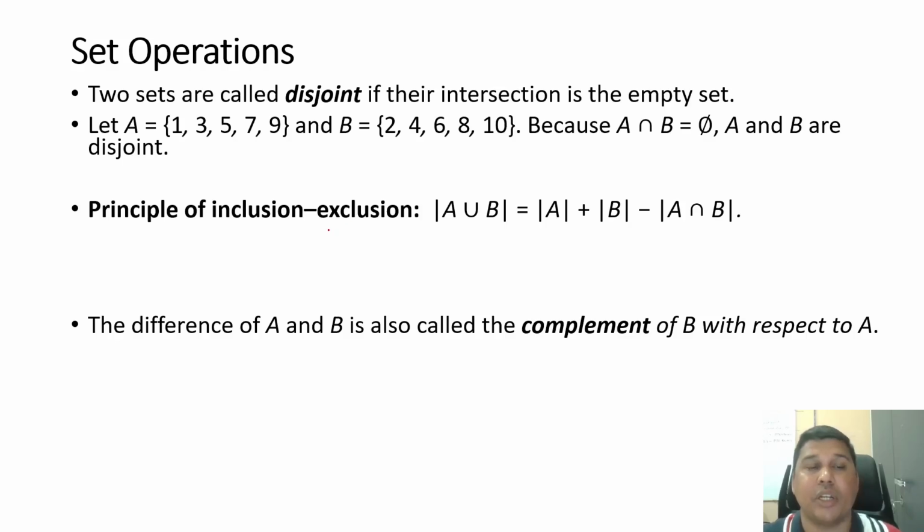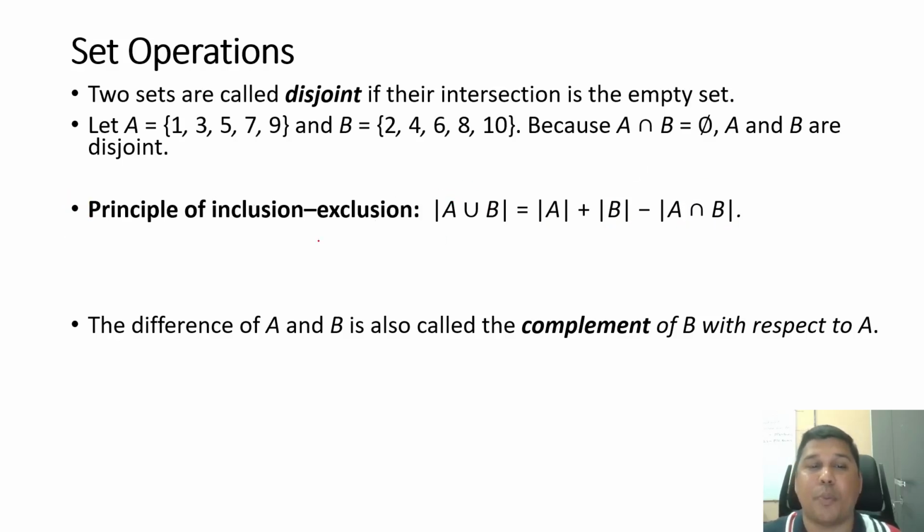Next, the principle of inclusion and exclusion. This is a very important concept, because maybe during placements or competitive exams, they ask questions based on this principle. For two sets, the property says that n(A union B) equals n(A) plus n(B) minus n(A intersection B), where this is the elements of only A, this is the elements of only B, and this is the elements which are in both.